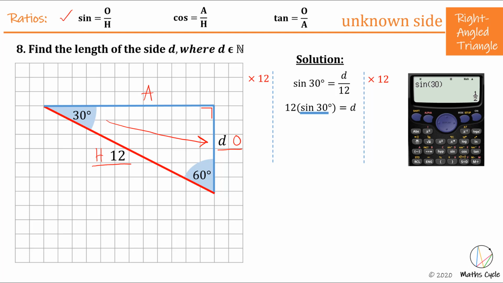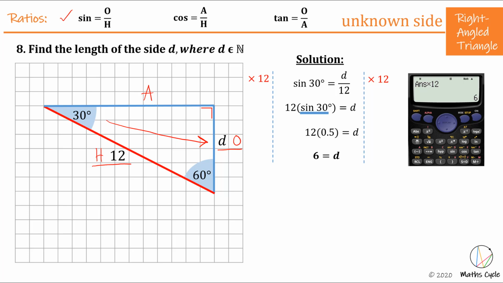If you don't want to use the fraction, just press the S-D button and it will just change it straight into the decimal for you, 0.5. Okay? So then take the 0.5, multiply it by 12, and we get our answer to be 6, which is what we were expecting. We were told it was a natural number. So the answer is 6.